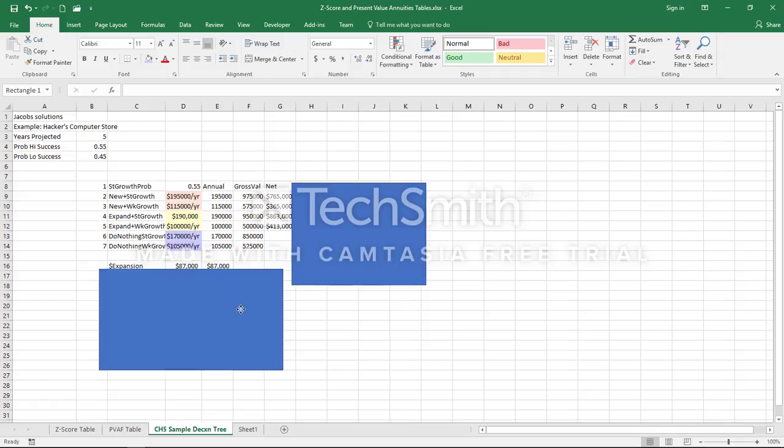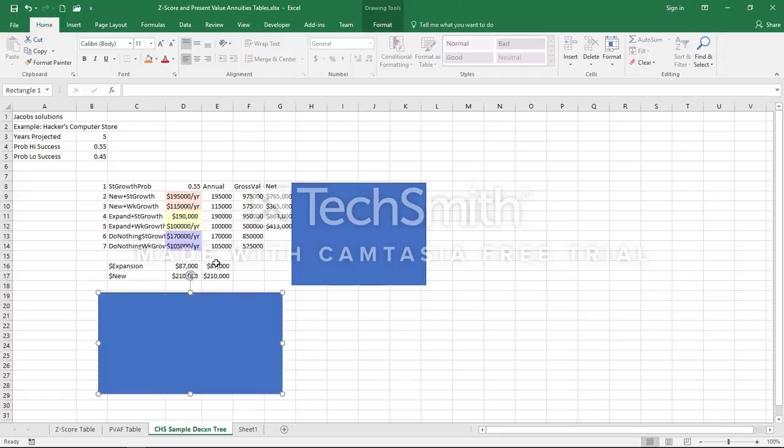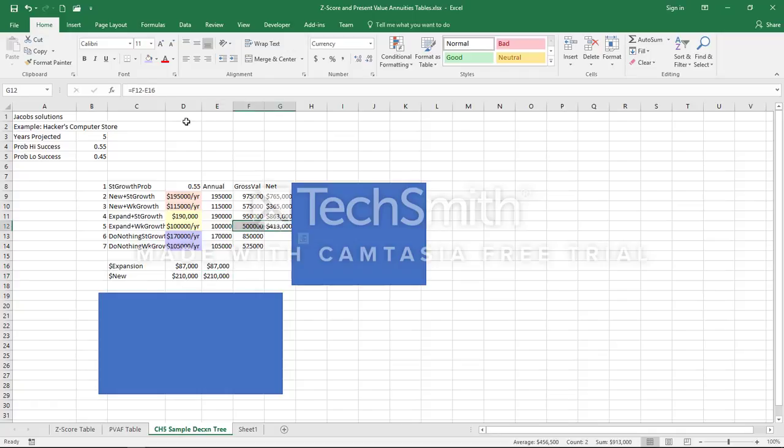Okay. Lower down here, I'd actually just calculated in there. I think I hard-coded these in, right? These are just numbers we're given. So I'd hard-coded in, what's the expansion cost? 87,000. What's the new site cost? 210. We used these up here to make our calculations.